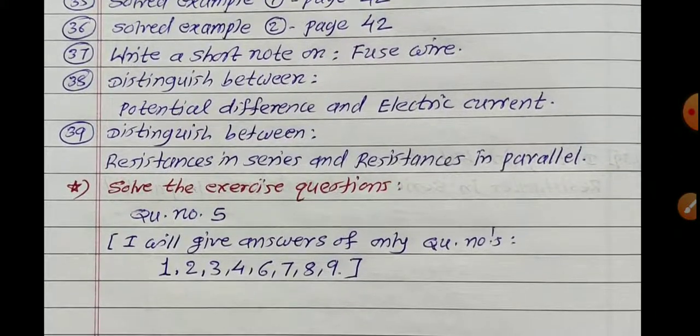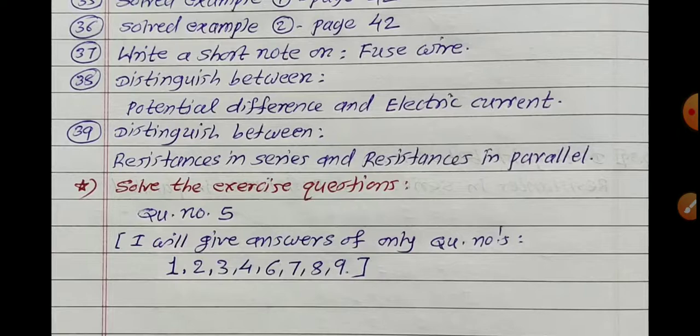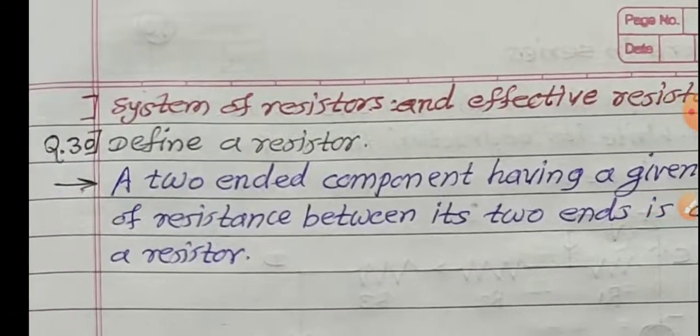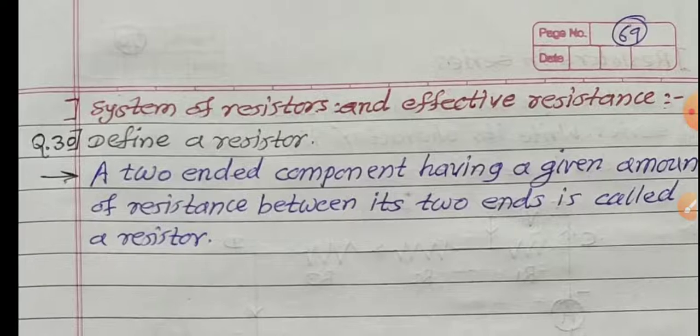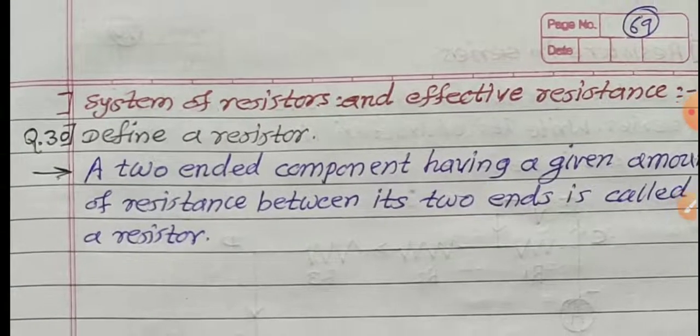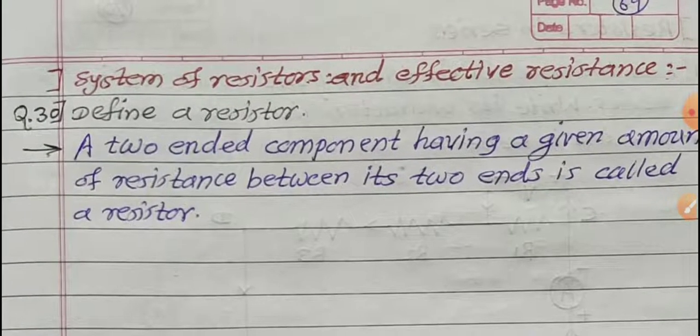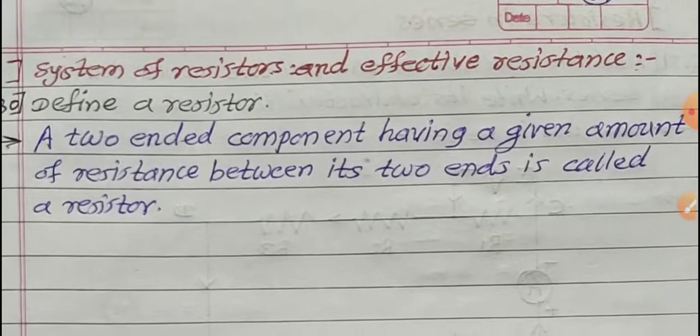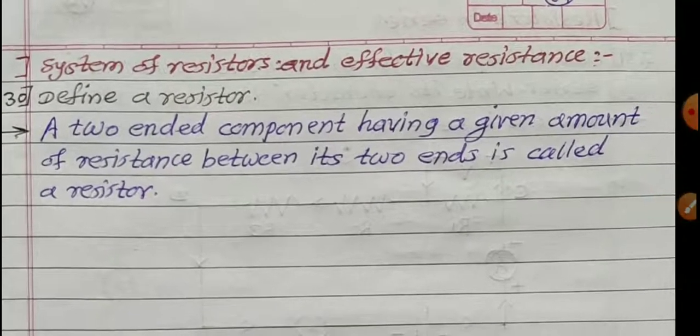Now see one by one, and at the last we will solve the exercise questions also, except question number 5, that is match the column, which is given for your homework. The number of questions in this lesson number 3 is 30. In this last video, number 10, define a resistor. Already we marked this answer.